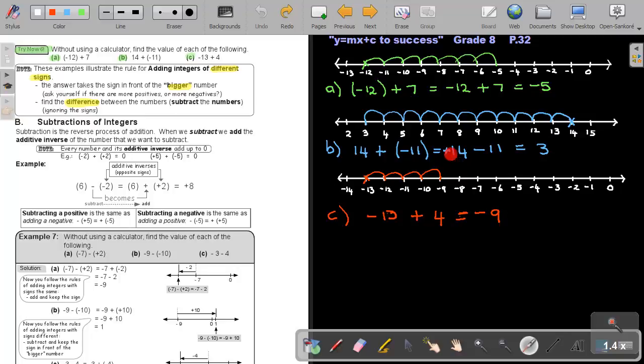The same here, positive 14 minus 11. The signs are different, so I find the difference, which is 3. I again look, the biggest unit was 14, so that's why I keep the positive. If it's positive, I do not have to write the positive. And the last one, negative 13 plus 4, the signs are different, so I find the difference, which is 9. Now I just look, did I move more negative units or more positive? I moved more negative, and that's why the sign will be negative.